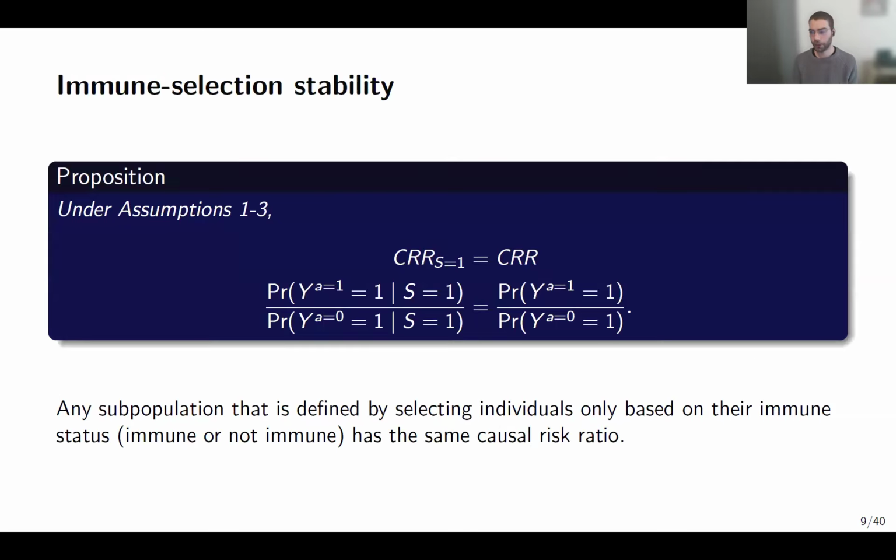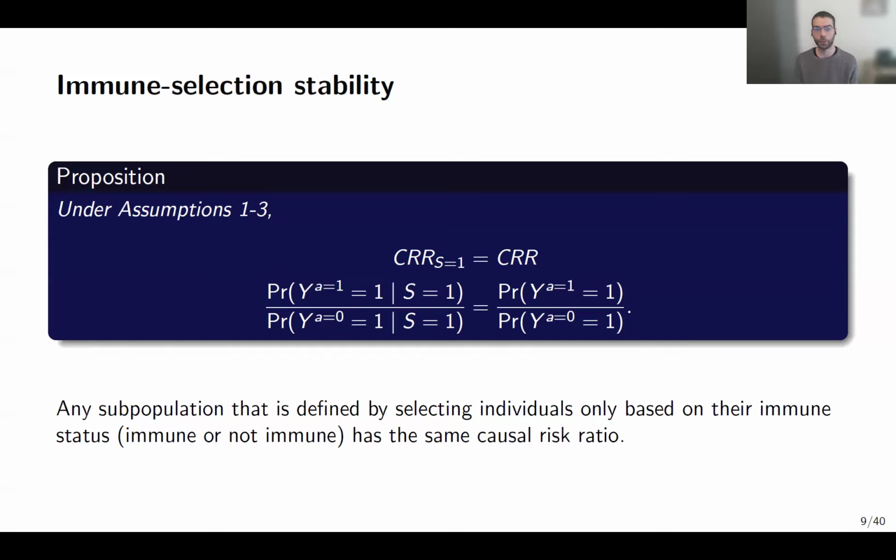So under assumptions 1, 2, and 3, the causal risk ratio only among individuals with S equal 1, so in my subpopulation of interest, is equal to the marginal causal risk ratio. So this means that any subpopulation, if you have noticed, I didn't specify exactly how this subpopulation was built. I only said that it was built by selecting based on immune status. So what I'm saying here is that any subpopulation that is defined by selecting individuals only looking at their immune status, so if they're immune or not, will have the same causal risk ratio.